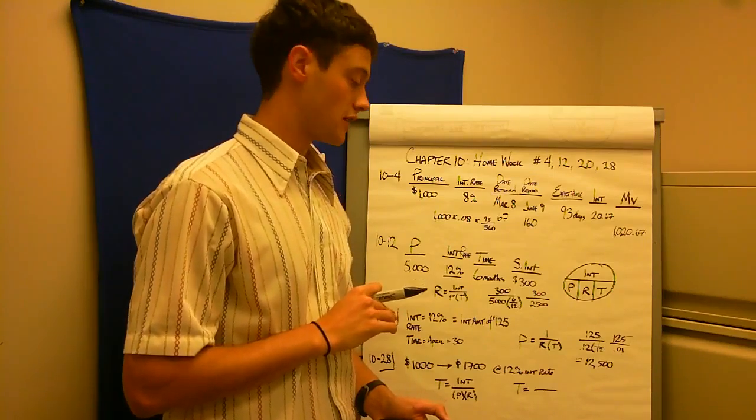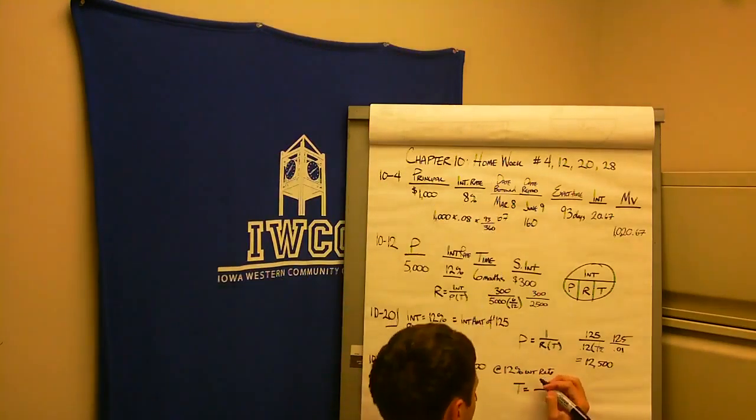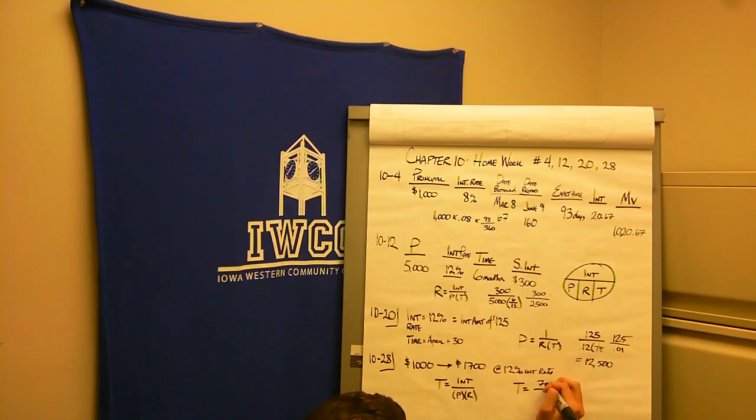And then the last one, number 28, we want to know how long it's going to take to increase our value by $700. So I'm going to do 700 divided by the principal of 1,000 times 0.12. So 700 divided by 120 is equal to 5.8 years.